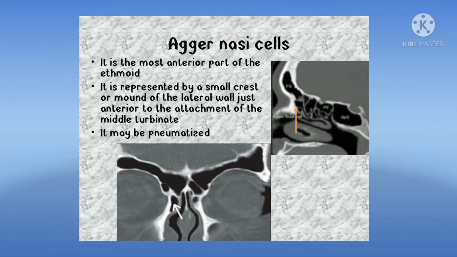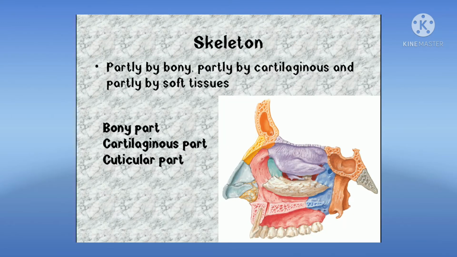Next, the agger nasi cells. It is the most anterior part of the ethmoid. It is represented by a small crest or mound of lateral wall just anterior to the attachment of middle turbinate. It may be pneumatized. Next, we are going to learn about the skeletal arrangement of lateral wall of nose.